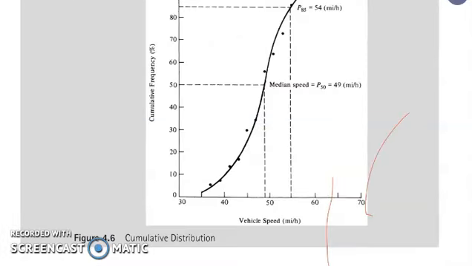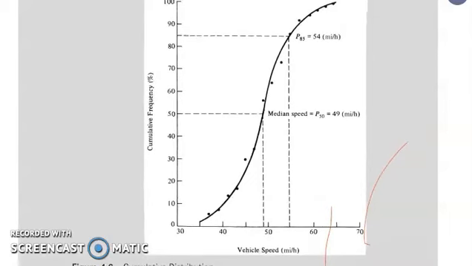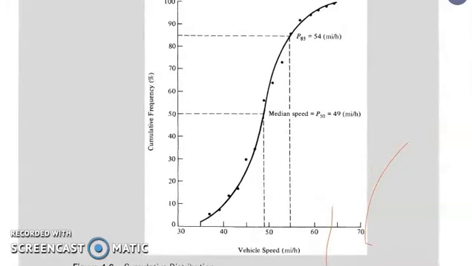For our median speed, it can be obtained through our cumulative frequency distribution curve. We're talking about median speed, which means the middle part, so we have here the median, which is 50. Draw a horizontal line to that, then as it intersects, you draw a line downward. You can read now the median speed, and approximately that is equivalent to 49 miles per hour.